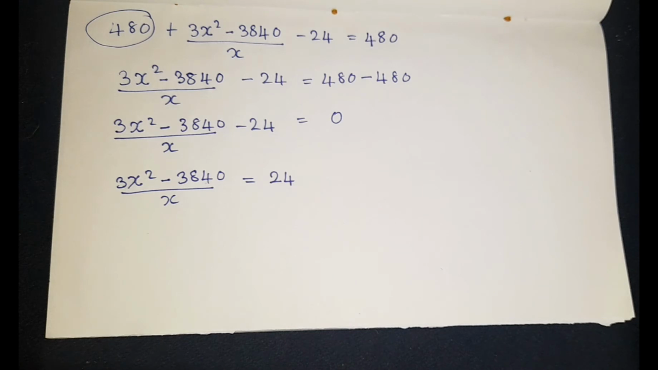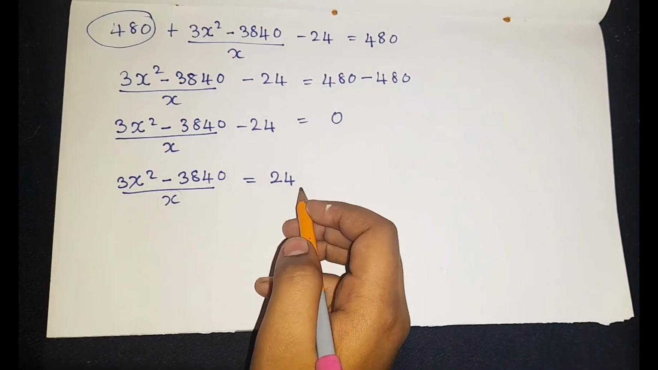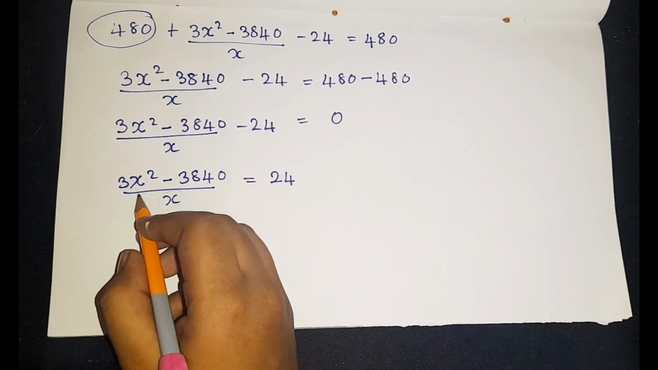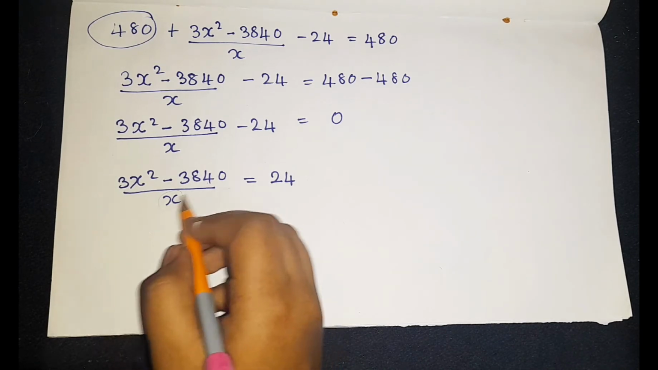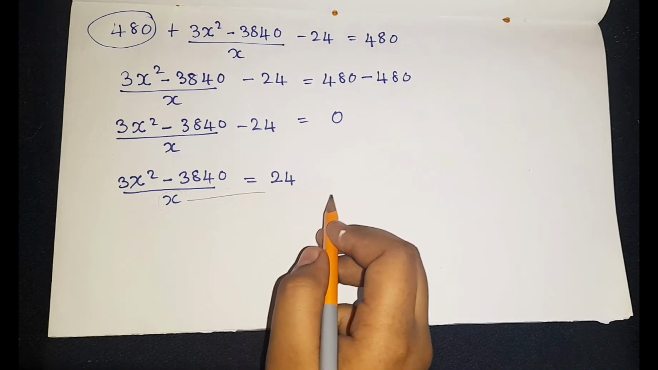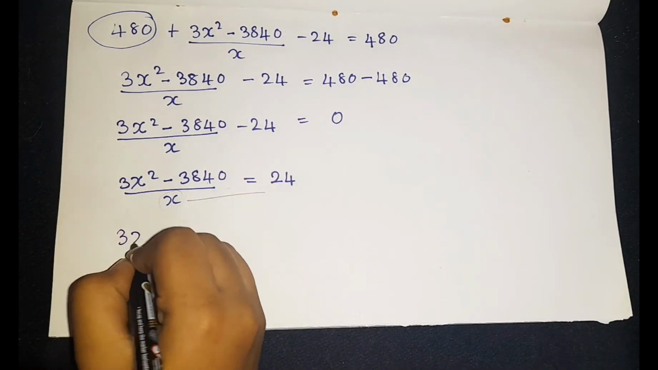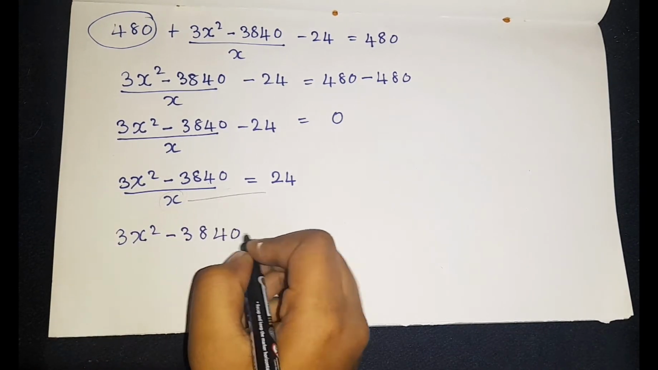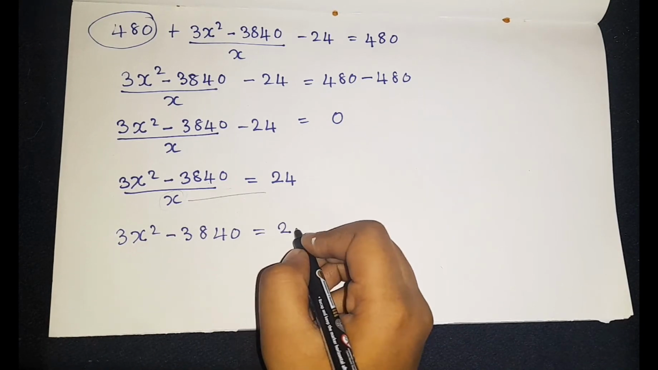So, now what I am going to do is get this x to the right side. When I get it to the right side, then it becomes multiplication. Why? Because here it is in the form of division. Am I right? So, it is divided by x. When I get it to the right side, it changes into 24 into x. Okay. So, now let us write 3x square minus 3840 is equal to, so 24 into x is 24x.